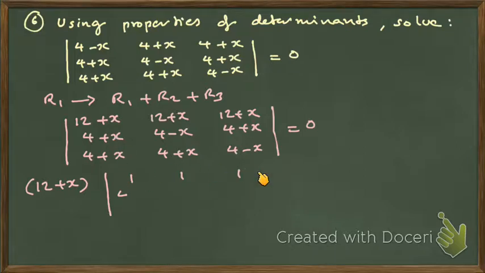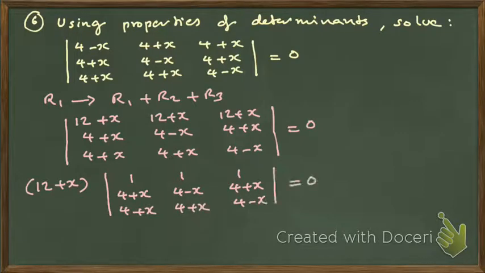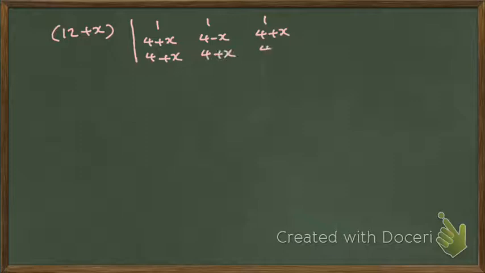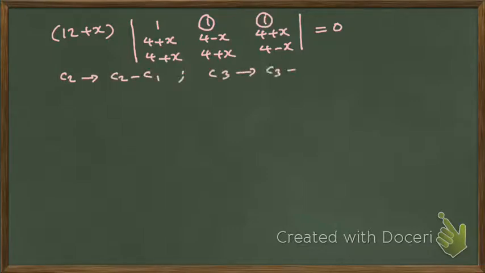First row has 1, 1, 1. Because I took the common factor 12 plus x out, the other two rows, I will copy the same. And since I have 1, 1, 1, I keep the first one there and try to make the rest of them into zeros. Let me copy that one more time and then do it. So I copy this determinant and I'm going to make the other two ones into 0. So let me mark them and try and make them 0.